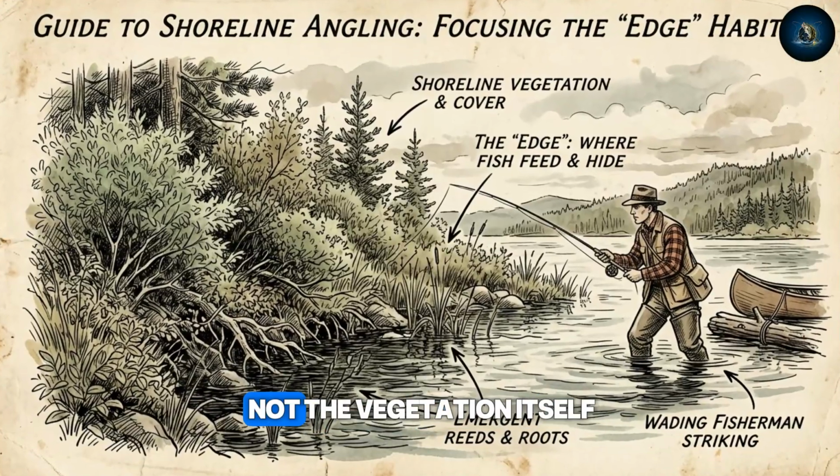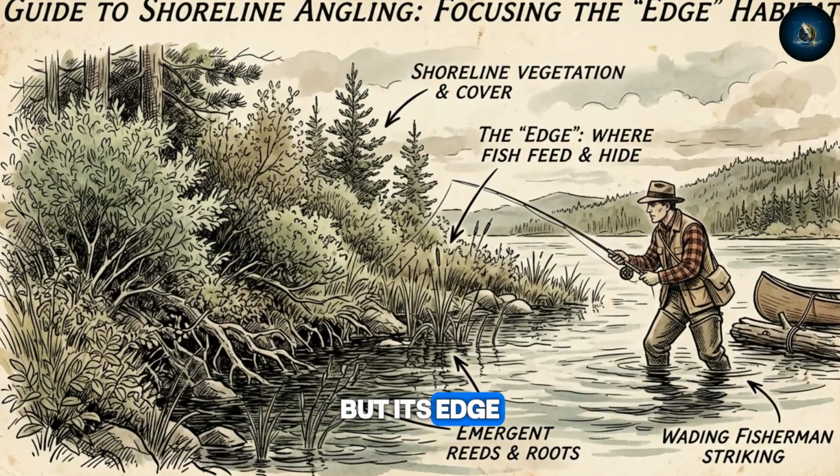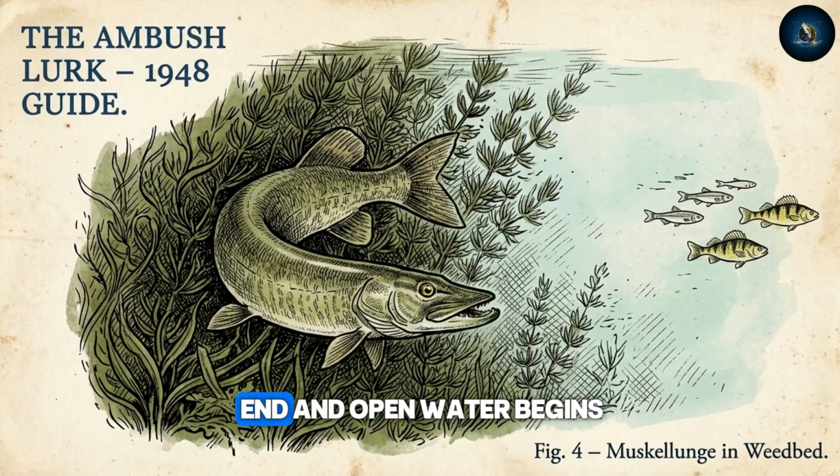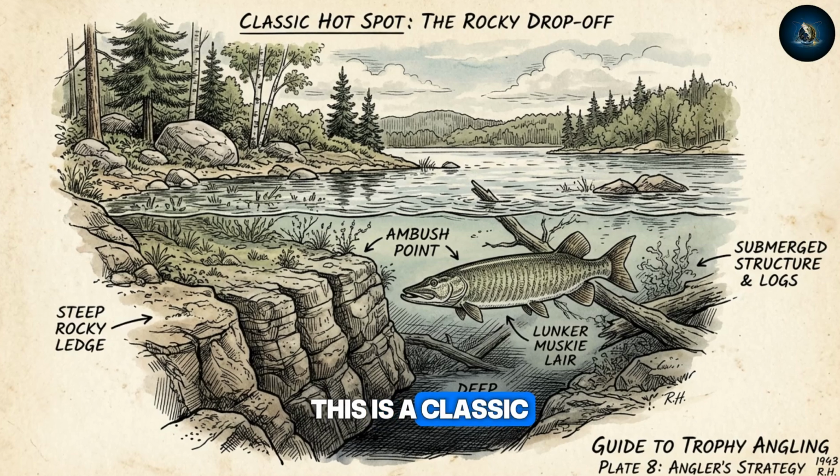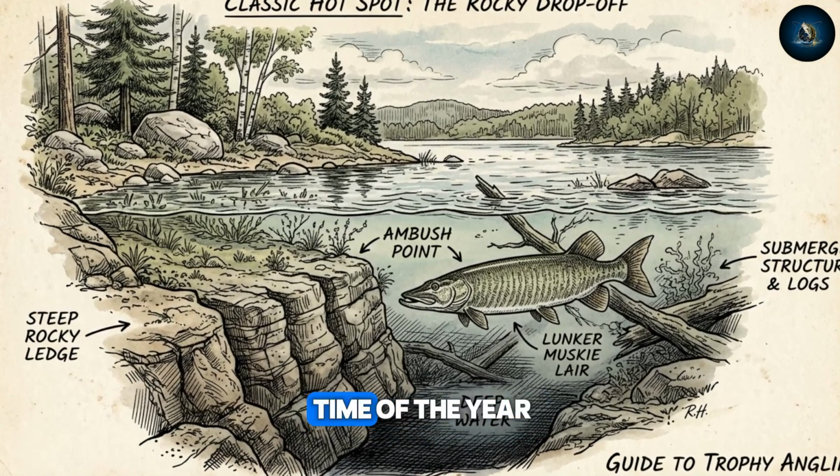But what matters is not the vegetation itself, but its edge. Exactly where the weeds end and open water begins, that's where the ambush is. This is a classic spot for a predator at any time of the year.